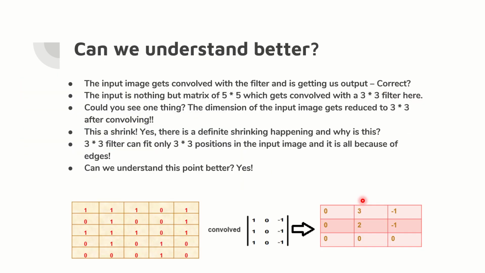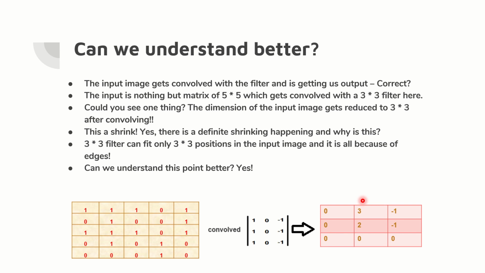Now the question is very simple. The input image gets convolved with the filter and we get the output. This is understood. Second point, the input is nothing but a matrix which was 5 cross 5 and it got convolved with a 3 cross 3 filter. And please understand one very important point. The dimension of the input image gets shrunk. The dimension of the input image which was 5 cross 5 earlier has become 3 cross 3 now. Why is it? This is a shrink, right?